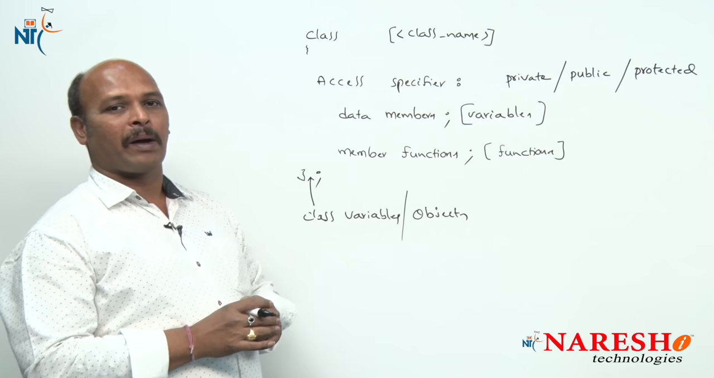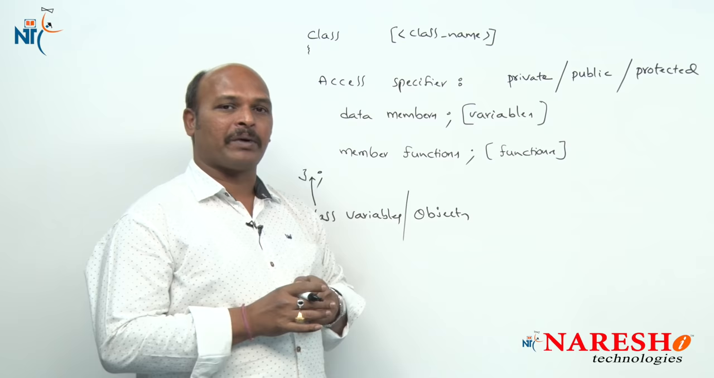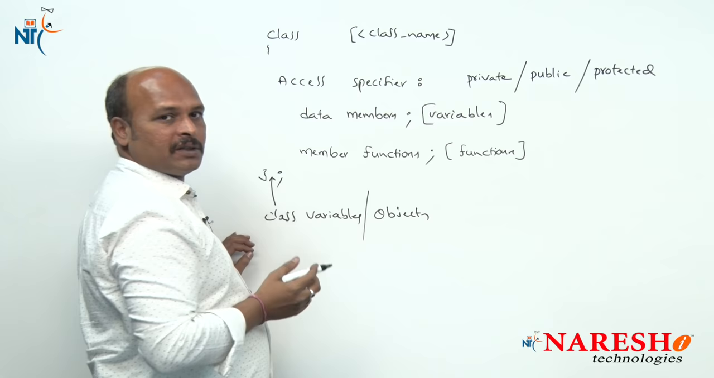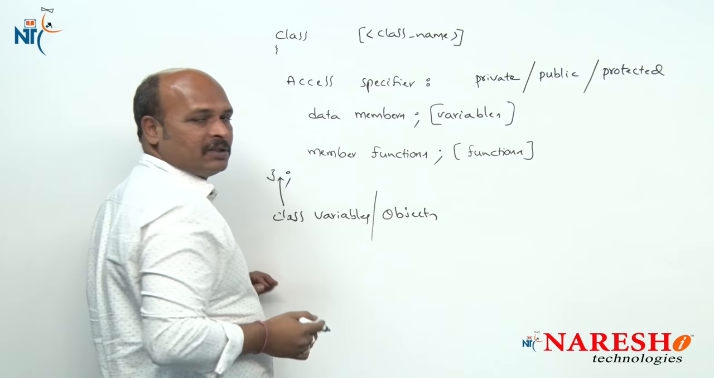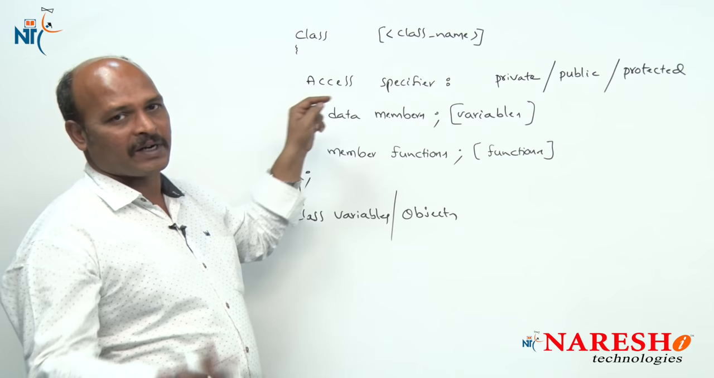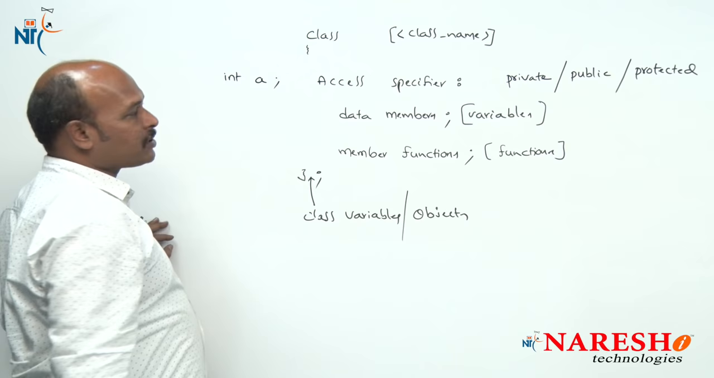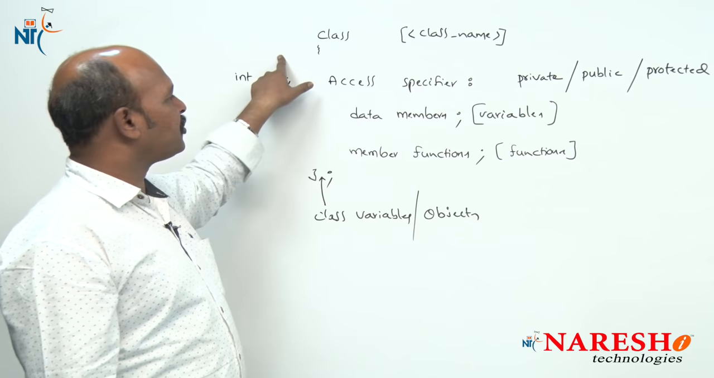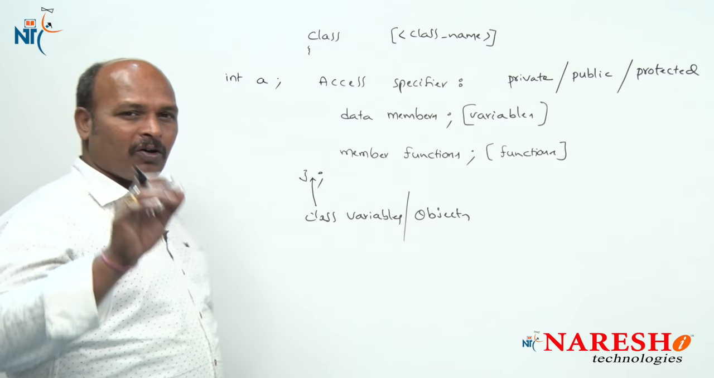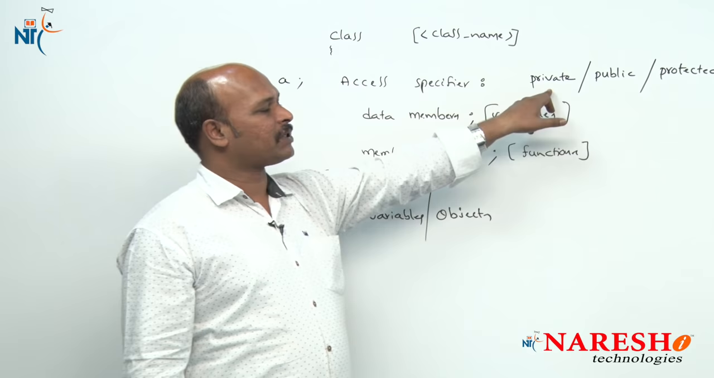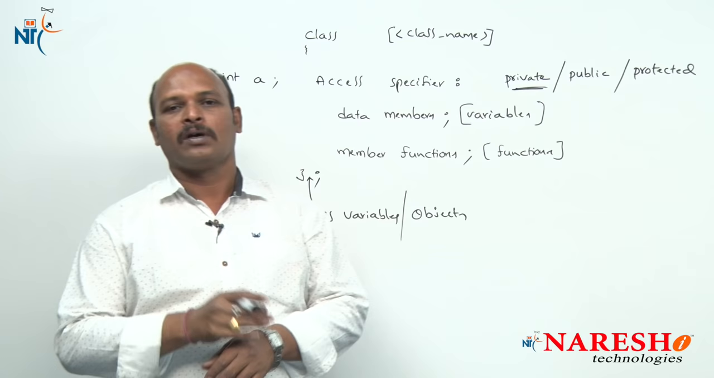Now I am going to explain what happens when private is used. Suppose I use a private declaration. Whenever the data members or member functions are private, they are not directly accessed with the objects. For example, I declare int a. Now a is called a data member, and here I have not used any access specifier, either private, public or protected. Automatically the compiler assumes it is private, because by default class members are private. Remember this, by default all class members are private.